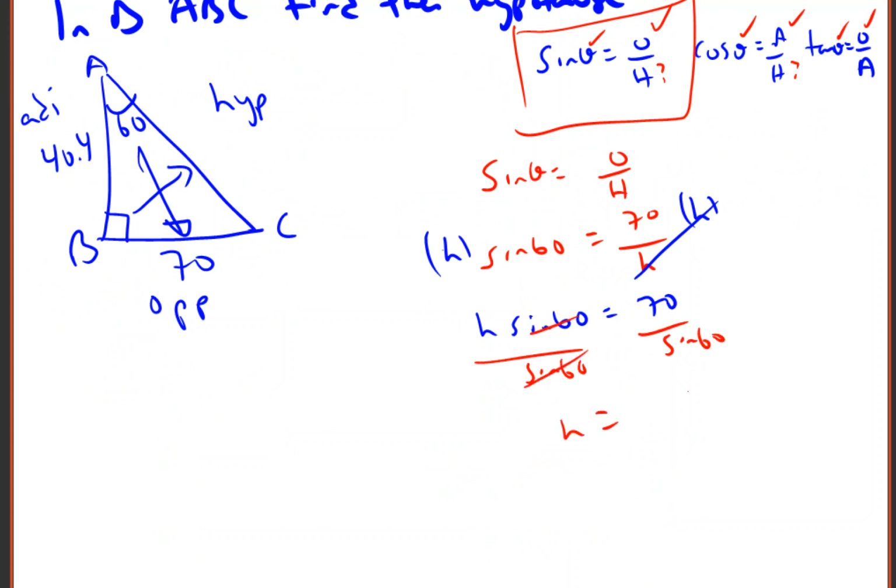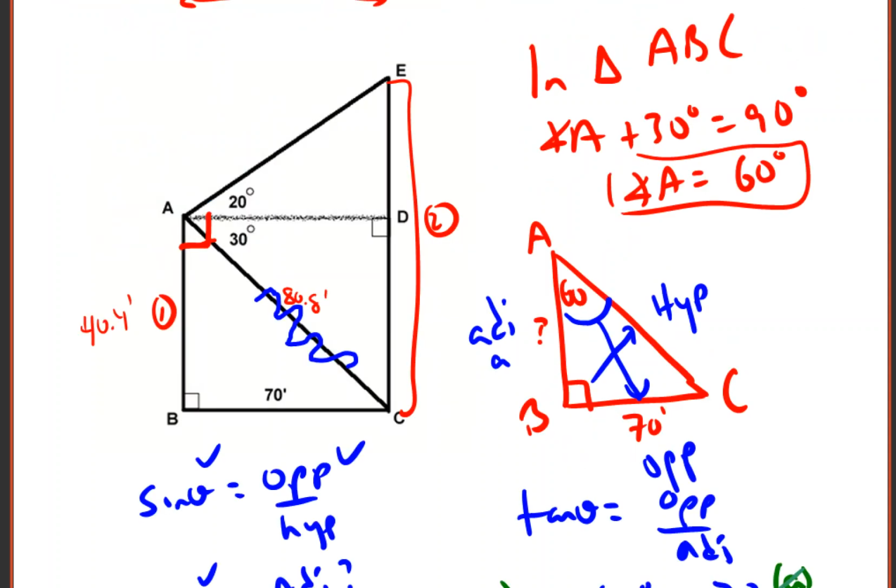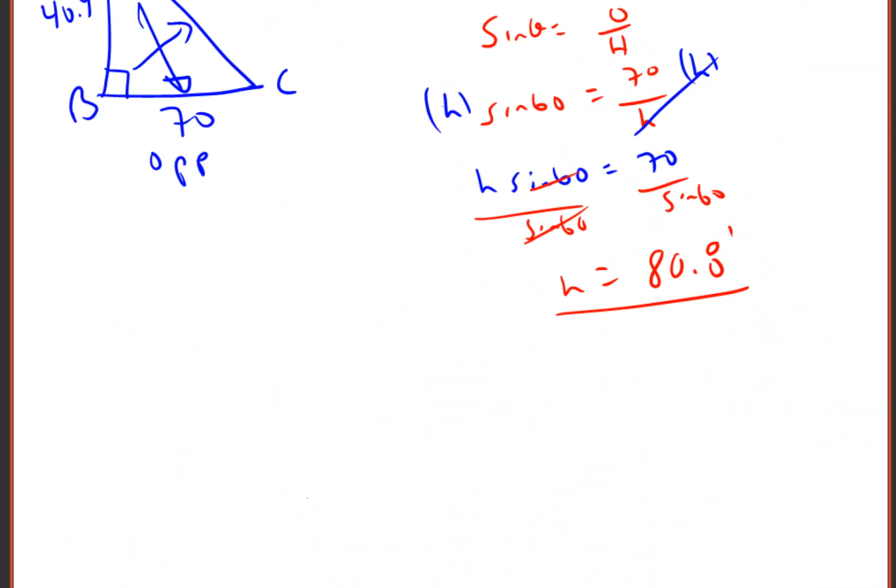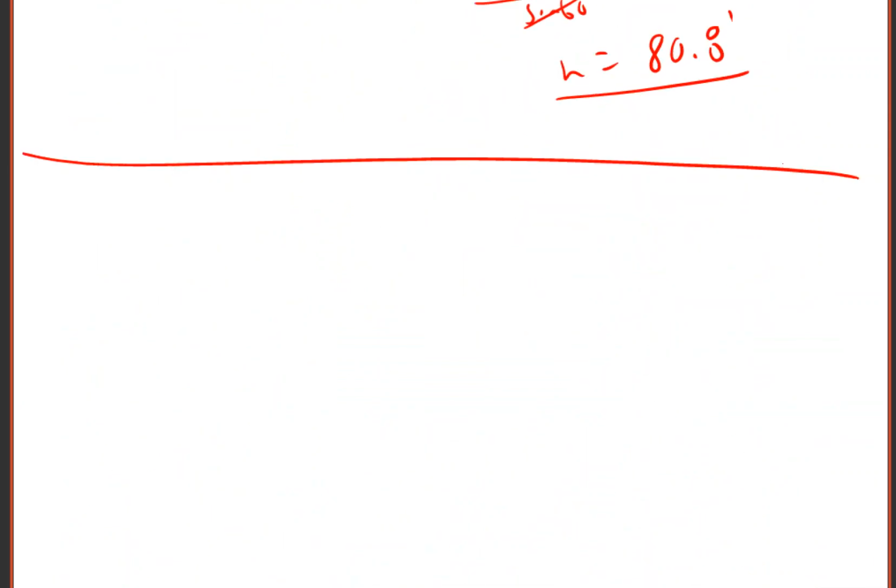H equals, what do you get? 80.8. Again, it's feet. Looking back then to the original triangle, we've got that 80.8 feet. Let's redraw. Now we're going to look at triangle EAC, the big triangle EAC, and we're going to redraw that one just so we're focused on it, okay?